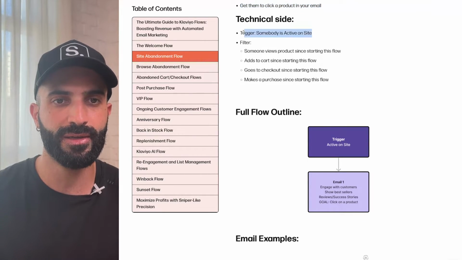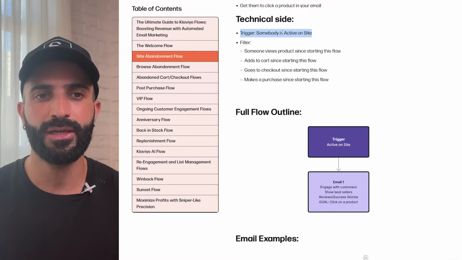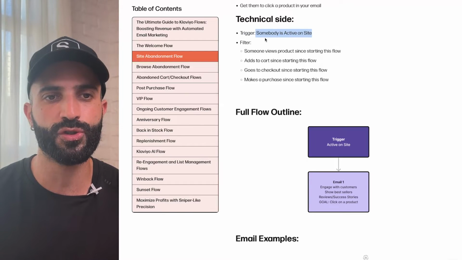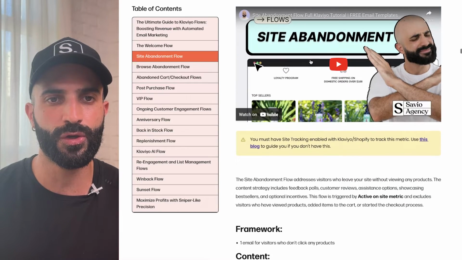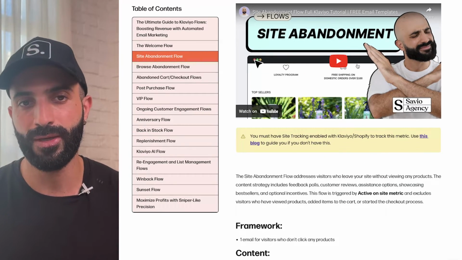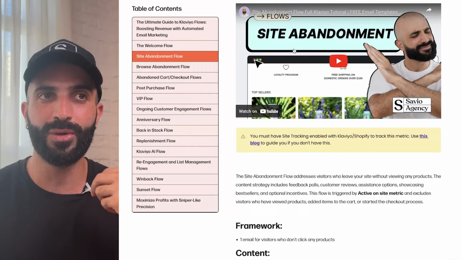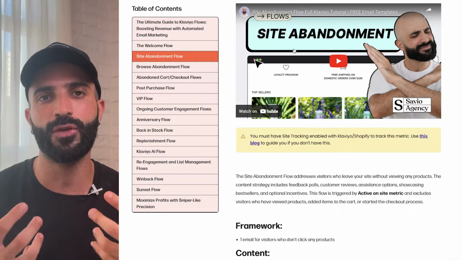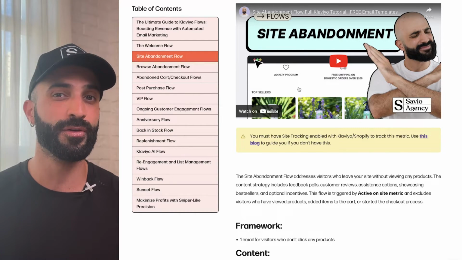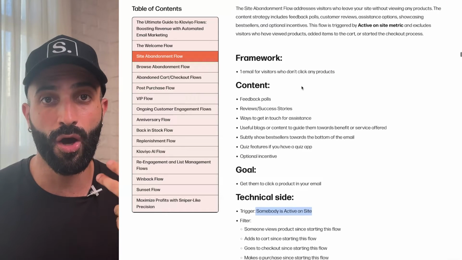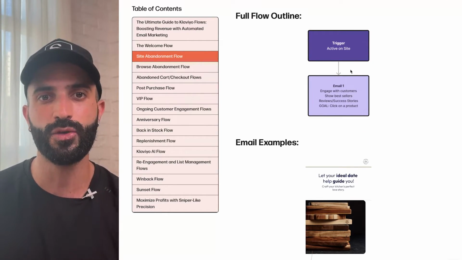On a technical side, once you set up that active on site trigger, the metric, you basically have this flow trigger off of active on site. These are the flow filters. And if you're not sure how to set it up, I actually made a full video on how to set up this flow. Same thing with the Welcome Series, where you not only see how I set it up, but also I give you an extra bonus, which is our internal agency document, which is filled with subject lines, preview text, and other email examples that you can actually get inspiration from. So it really goes a bit more in depth than I do right here.